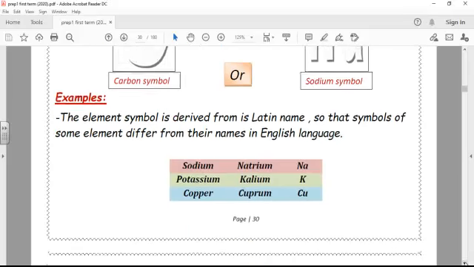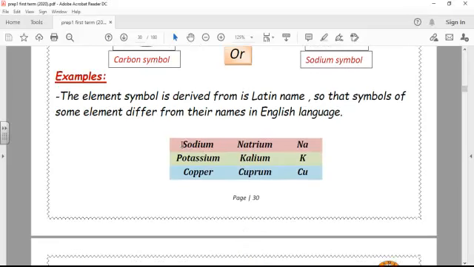For example, here, carbon is C, while sodium is Na. You can find in this part here, for sodium, we use the Latin name, Na, while potassium is K, while copper is Cu.